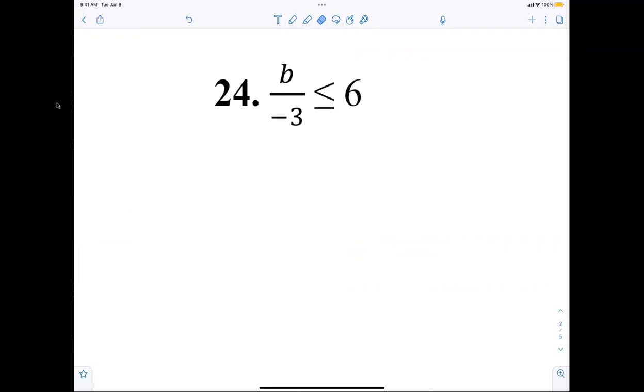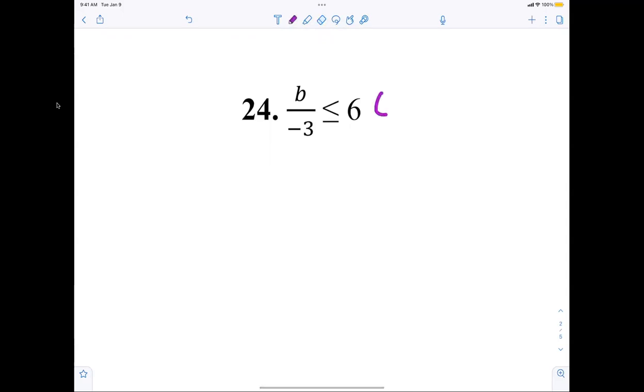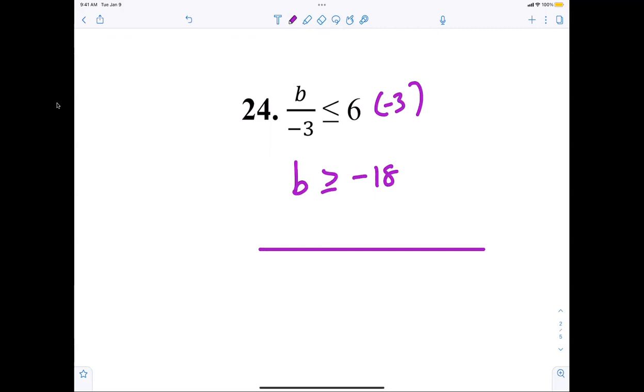Number 24. Oliver: Times -3, multiplying by -3. So you have D is greater than or equal to -18. Easy as that. And then you have -18, and in front of it you have 18. On -18, have an arrow going in the right direction, and it's a solid dot. Solid dot going in, -18. Everything perfect. Thank you. Easy as that.